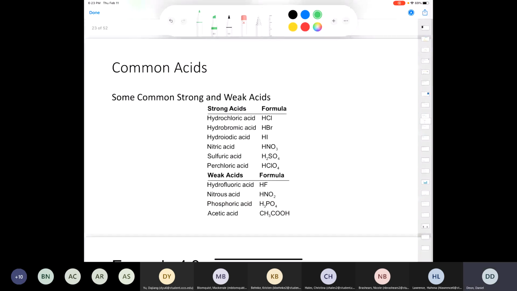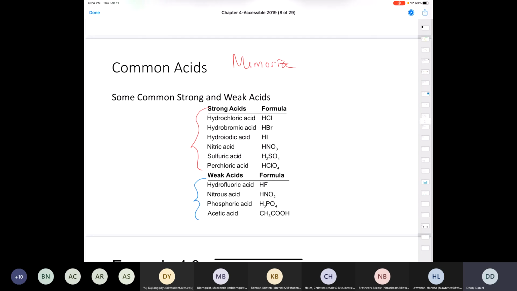Now you need to memorize everything on this slide. Some students do it by flashcards. Some students do it by repetition. But you need to memorize all of the strong acids. There are 6 of them. And you need to memorize these weak acids. There are many more than 4 weak acids. There are hundreds of weak acids. However, these are the 4 that you need to know.